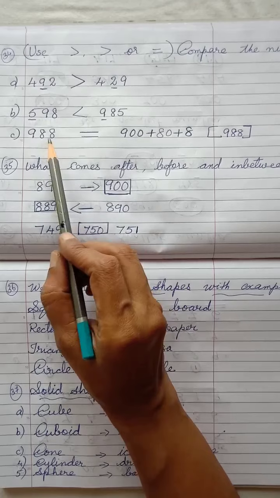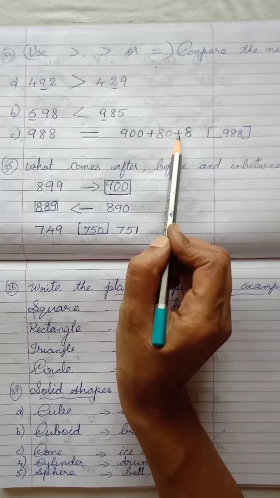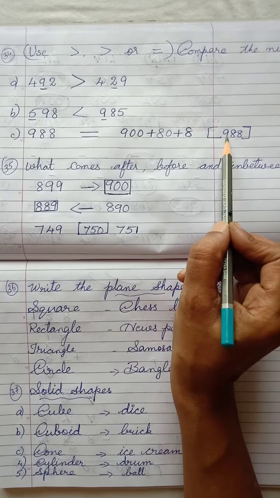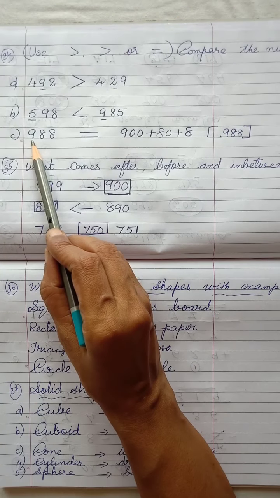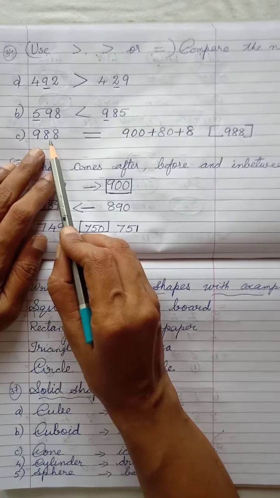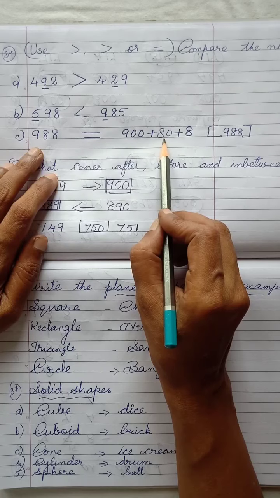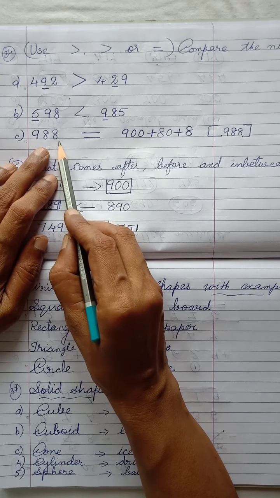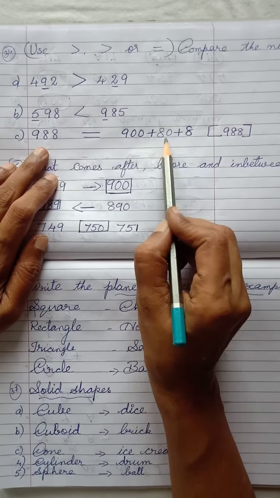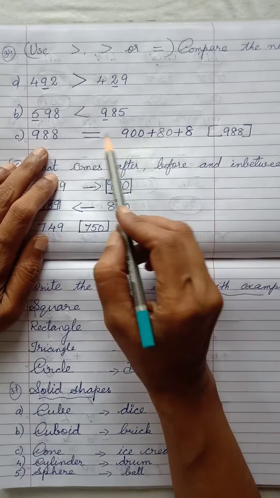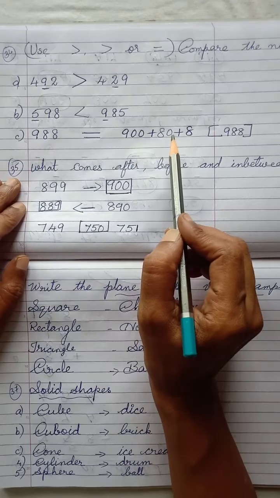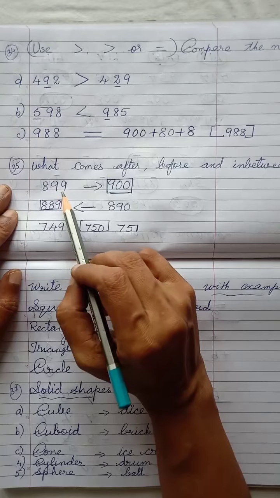So look here, this one is in expanded form. Actually the short form is 988. This also 988. This one is in short form, this one is in expanded form. 988. Here 900 plus 80 plus 8. Both numbers are the same. So you put the is equal to symbol. Next one.